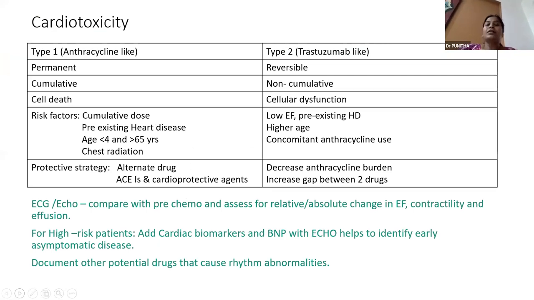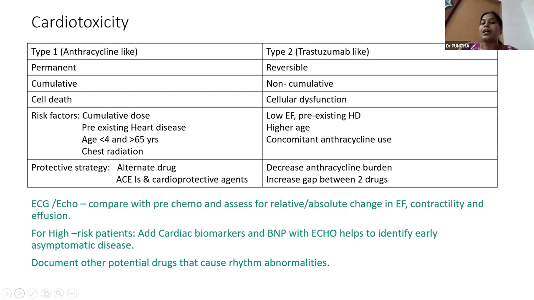So looking into the details of cardiotoxicity caused by these chemotherapeutic agents, it can be either type 1 or type 2. Type 1 is permanent. It is due to the high cumulative dose of the chemotherapeutic agent. It can cause cell death. And the risk factors associated are pre-existing heart disease, extremes of age, and concomitant chest radiation. The protective strategies can be to use an alternative drug, like epirubicin, angiotensin converting enzyme inhibitors, and other cardioprotective agents.